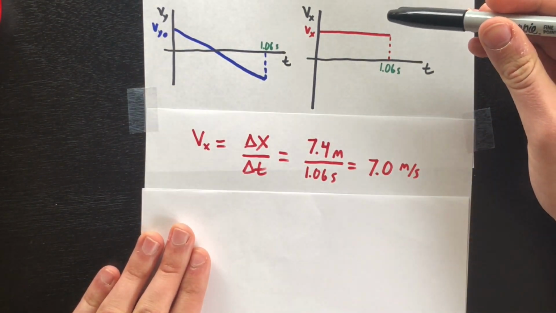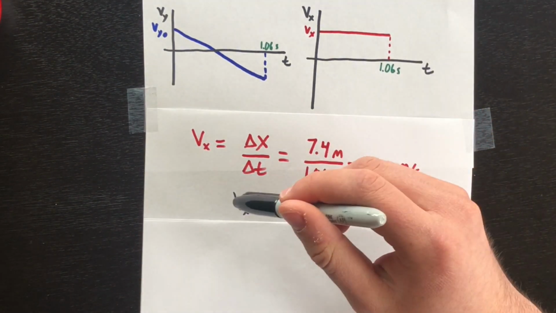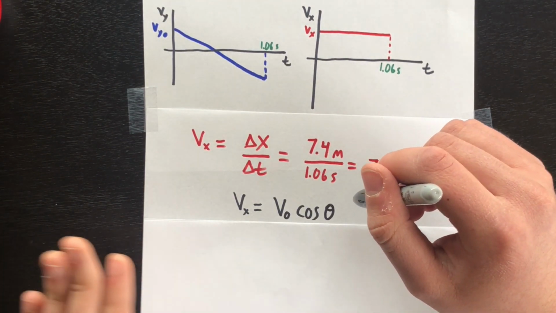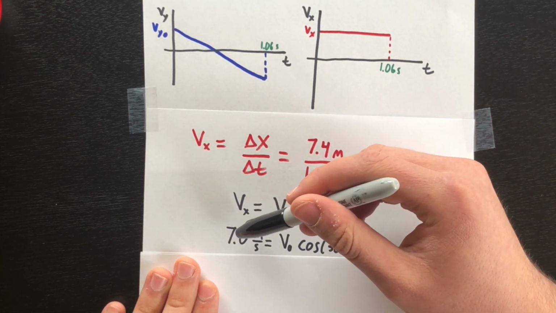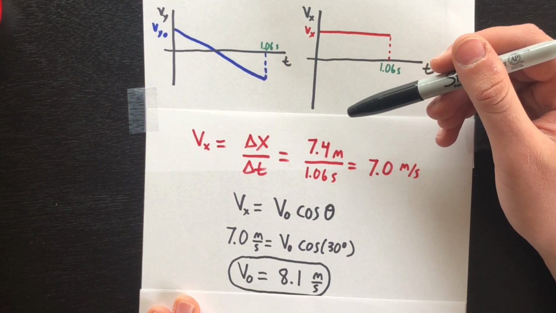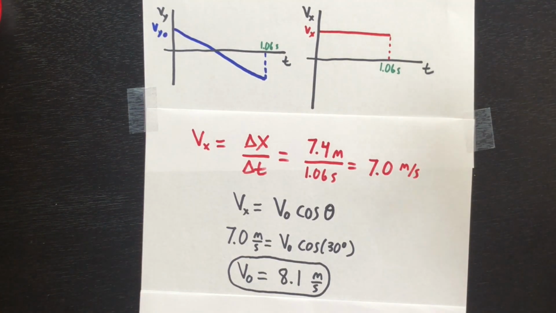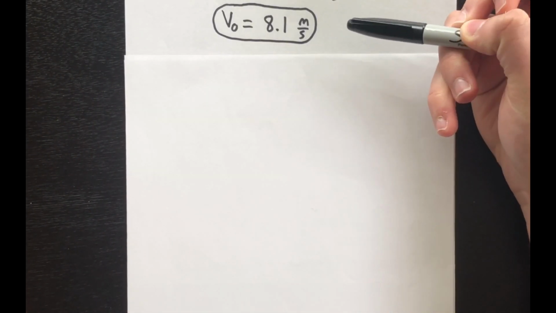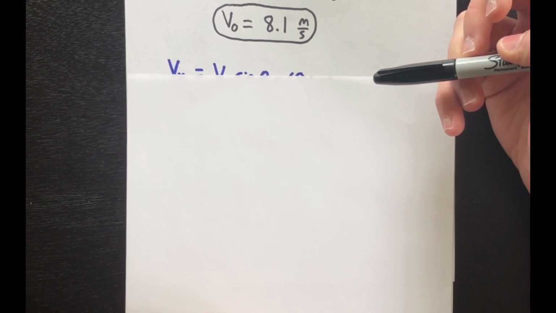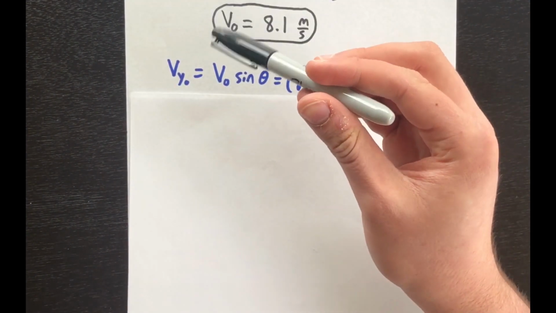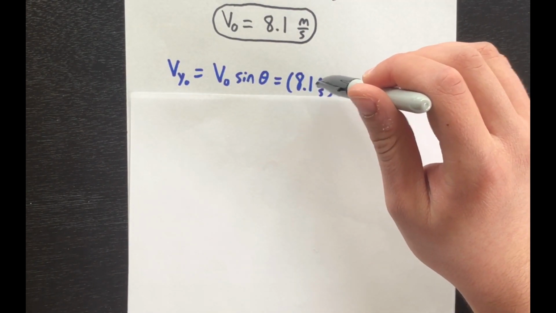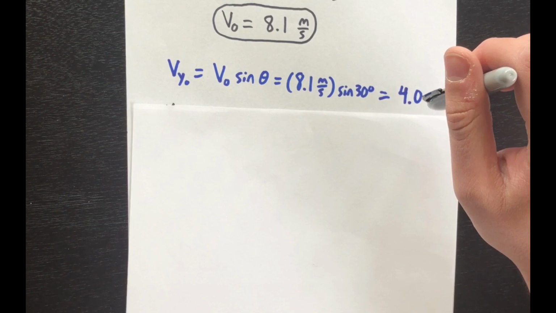Now that we know the horizontal velocity, we also know that that component of the velocity is equal to the total initial velocity times the cosine of the launch angle. So we have 7 meters per second equals v0 times cosine of 30 degrees, or v0 equals 8.1 meters per second. All right, now that we know what v0 is, we can find what the initial vertical velocity is in order to find the max height of the ball. So the initial vertical component of the velocity is just v0 times the sine of theta, or 8.1 meters per second times sine of 30, or about 4 meters per second.